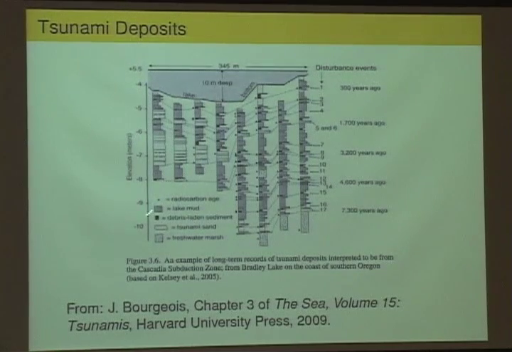And this is a picture of one of these sort of collections of records of tsunami deposits. This is a lake near the coast in Oregon, Bradley Lake, that has been inundated several times by tsunamis that have laid down layers of sediment. And this is at different points in the lake. Digging down, they can find up to 17 different layers going back 7,300 years of past tsunami events.